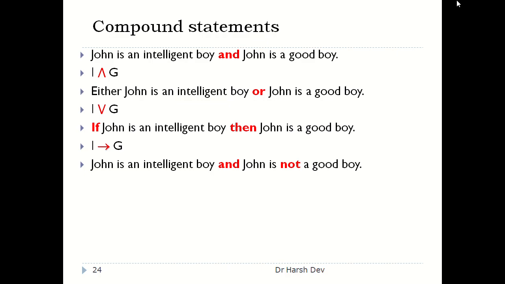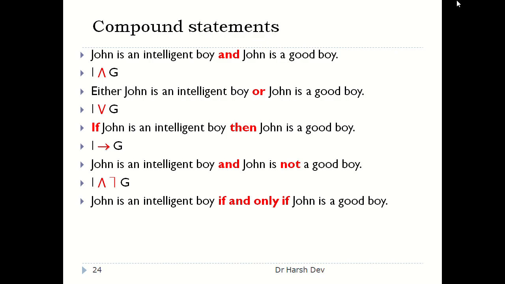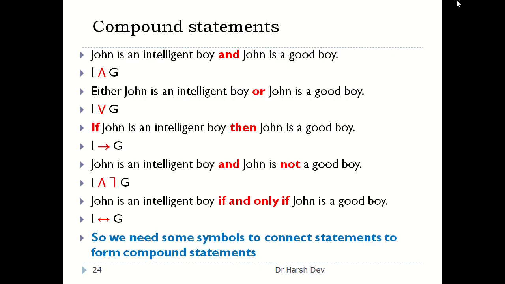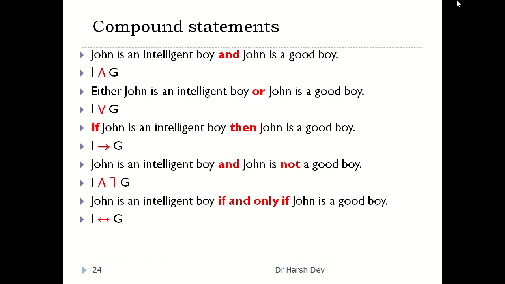Similarly, John is an intelligent boy and John is not a good boy can be represented by I conjunction not G. Similarly, John is an intelligent boy if and only if John is a good boy is I biconditional G. So this is how we are finally able to convert the given statement into a symbolic form, where we can now apply various rules to combine the statements and finally reach the final conclusion.